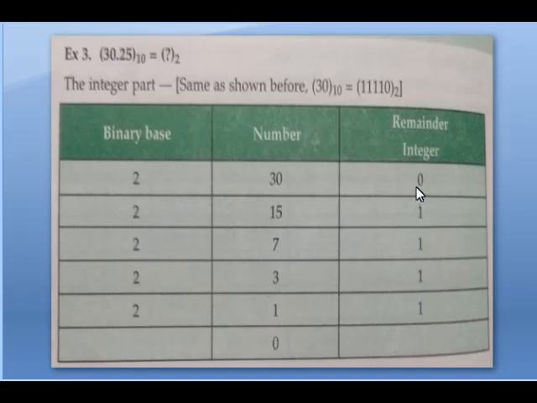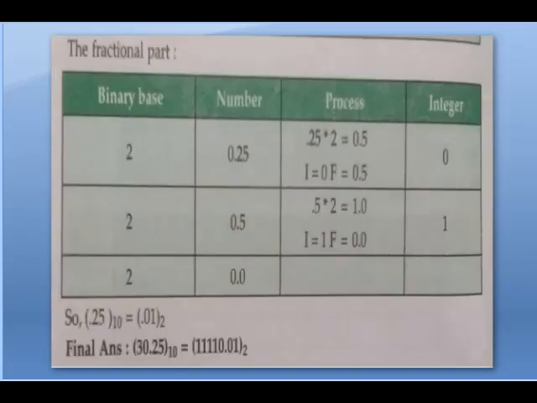0.25. This also we have to convert in binary. So here you see the fractional part is 0.25. So 0.25 into 2. Okay, here in fractional part we have to multiply the number by 2. So it is 0.50, 0.5.